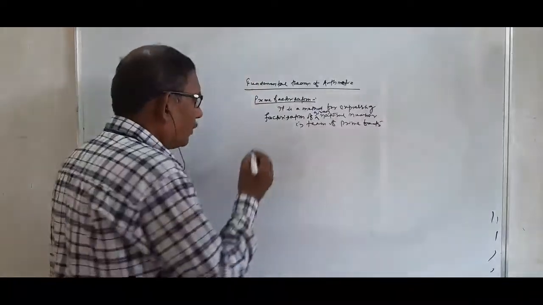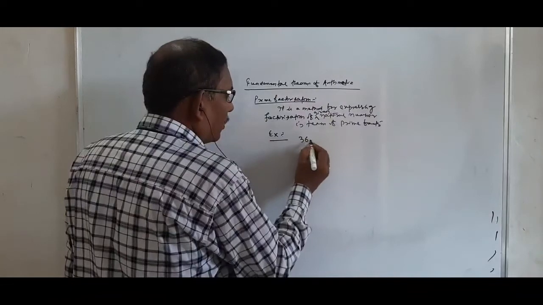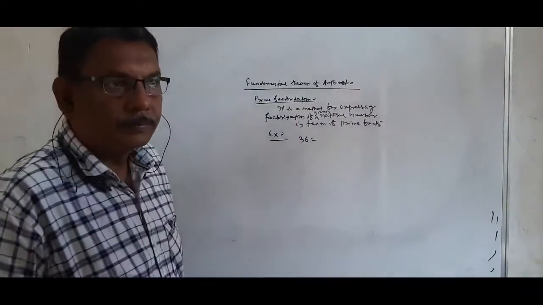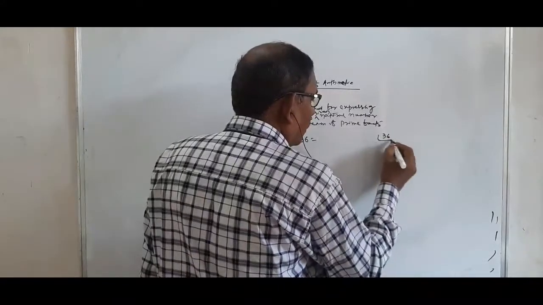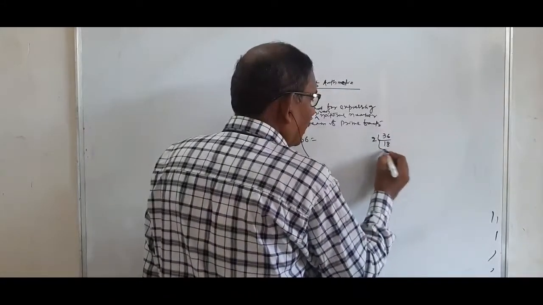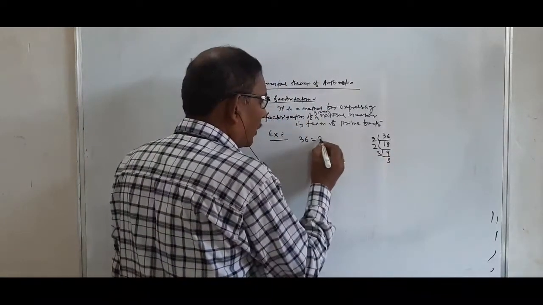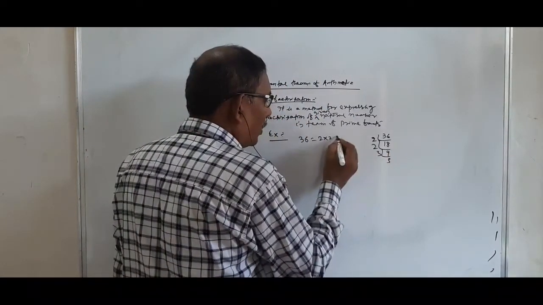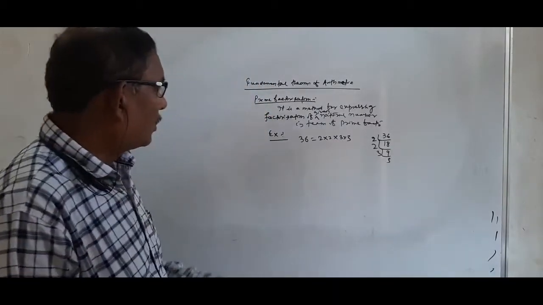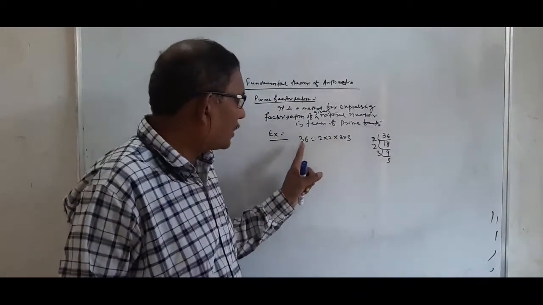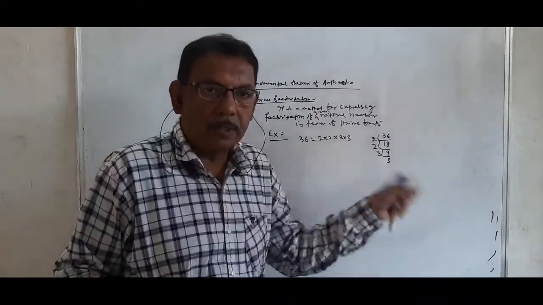So take one example. 36. So what are the factors of 36? 2, then 18, 2, then 9, 3 and 3. Okay. So the factors are 2 into 2, 3 into 3. So the prime factors of 36 are 2 and 3.